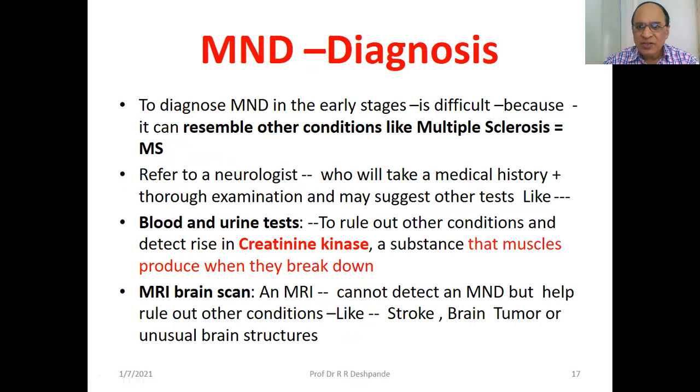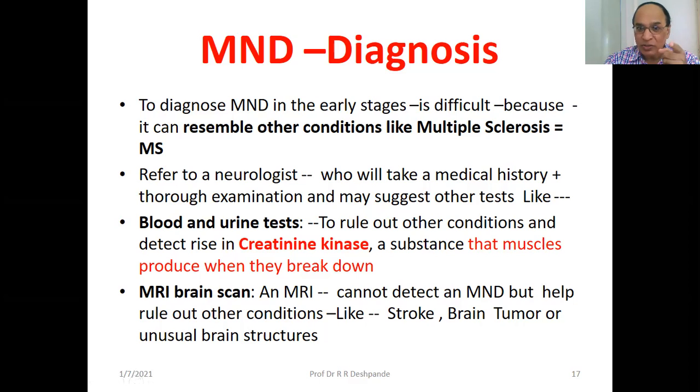Diagnosis. To diagnose the early stage is very difficult because it can resemble many other problems like multiple sclerosis. The symptoms are the same. Refer to the neurologist who will take proper medical history, a thorough examination of the nervous system, and he can do some tests, like for example, blood and urine tests to rule out other conditions, not for diagnosis. Creatine kinase is one of the blood contents that is higher because muscles produce it when they break down. Muscle breaking, creatine kinase increase. Then MRI of the brain cannot detect the MND.